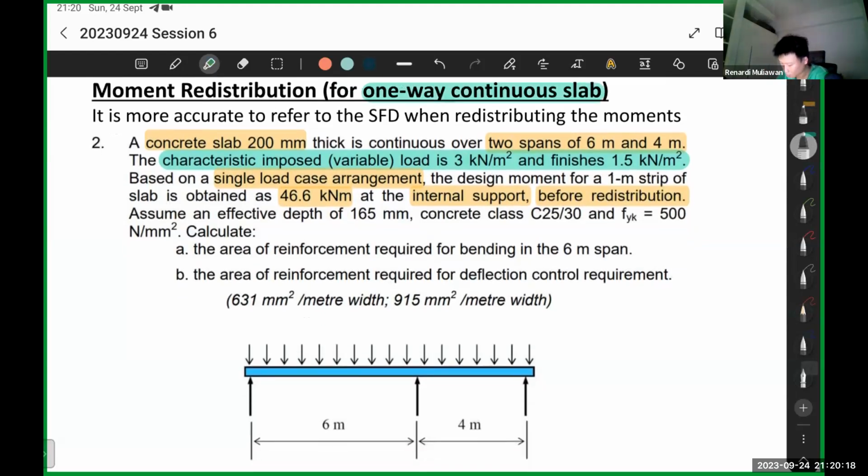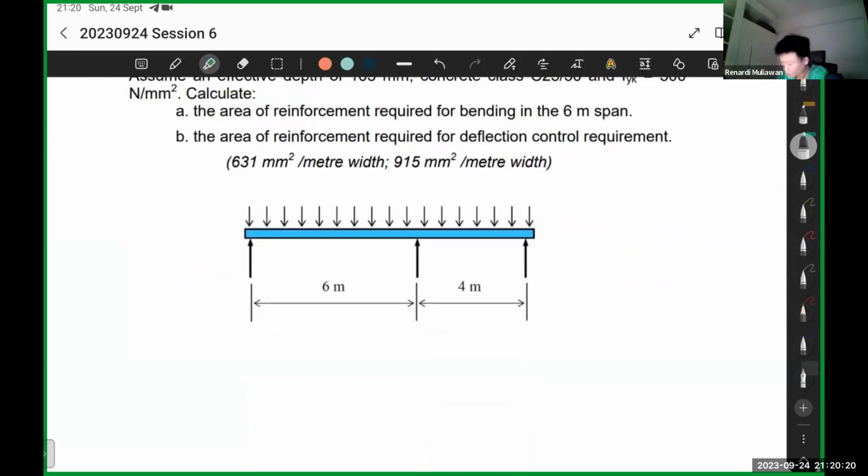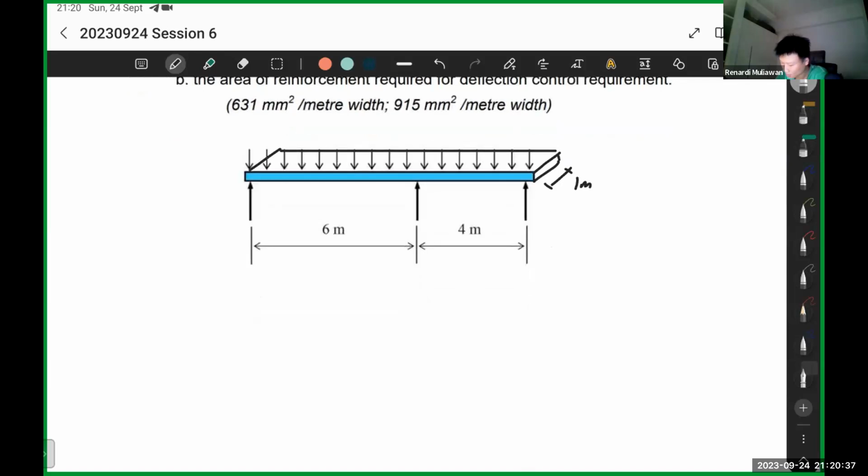So this is your slab. Again, we assume it's a 1 meter slab. If you see it in 3D, it's actually like this. So this one is 1 meter. I guess I can leave it like this, just to give you some context.